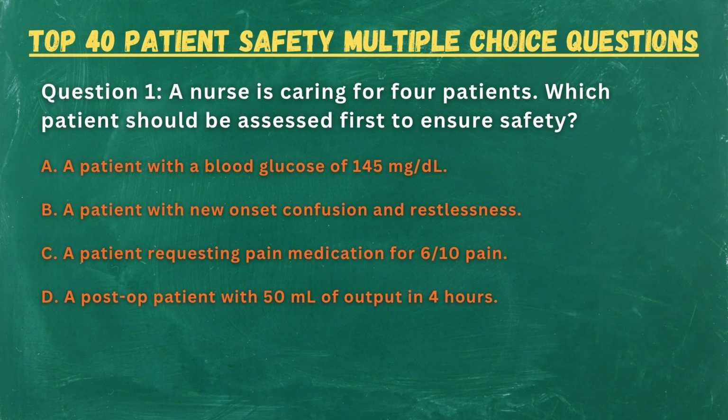Question 1. A nurse is caring for 4 patients. Which patient should be assessed first to ensure safety? A. A patient with a blood glucose of 145 milligrams per deciliter. B. A patient with new onset confusion and restlessness. C. A patient requesting pain medication for 6/10 pain. D. A post-op patient with 50 milliliters of output in 4 hours.